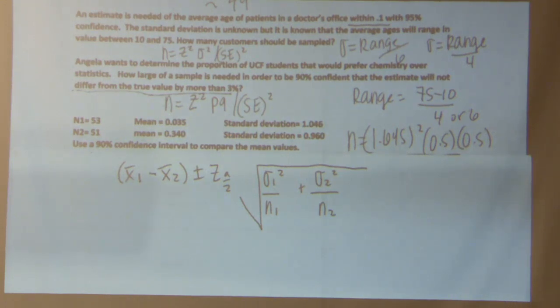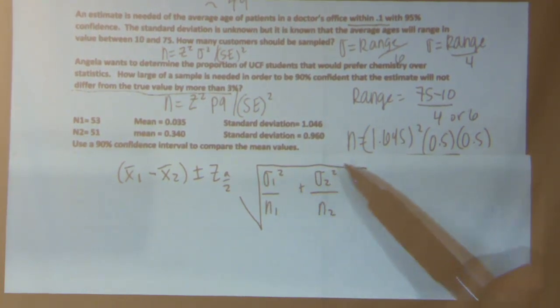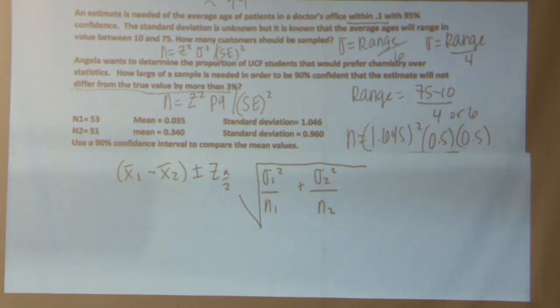Now it's important that when you're doing the square root, you take the standard deviation and divide it by its n value and then do the next one. Don't add the top ones and then divide by the total of the bottom. It'll give you a separate answer.